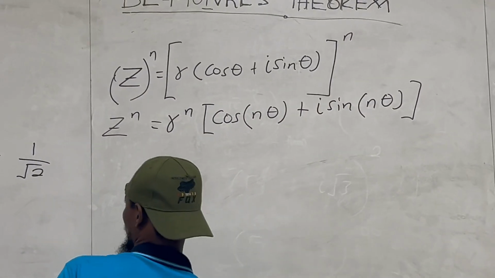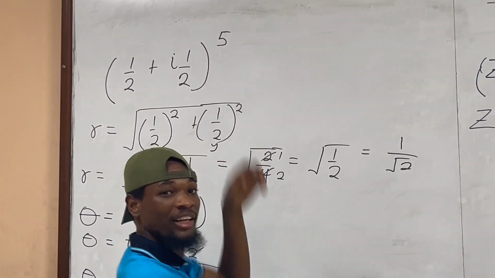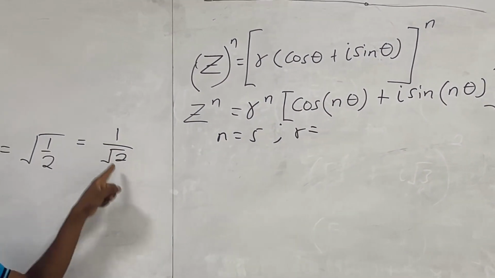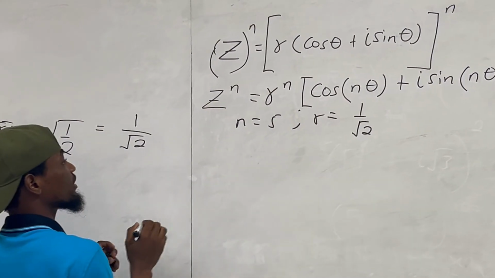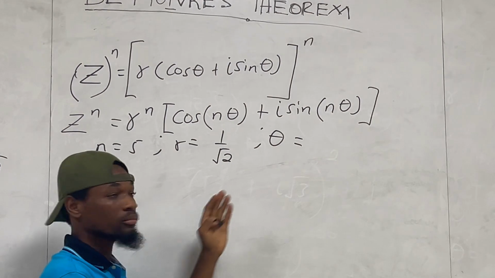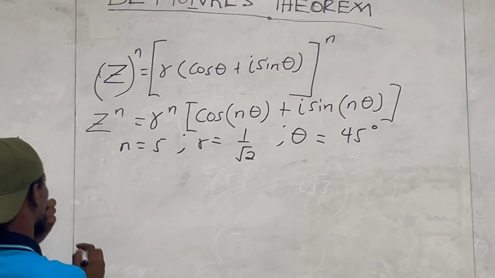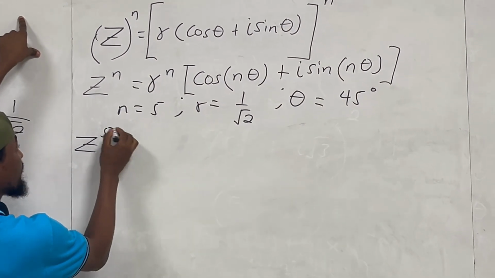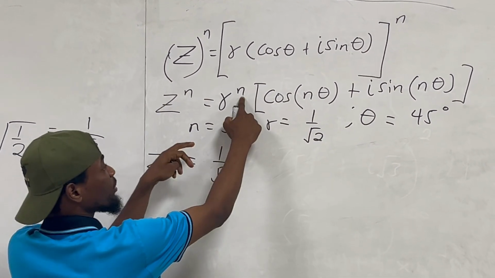But the question, we have this. So I can say my n is my 5. That denotes the power. So n is equal to 5. And my r is 1 over root 2. And my angle theta is equal to, permit me to work in degrees, 45 degrees. So I have z raised to an exponent of n, n is 5, so z to the power 5 is equal to 1 over square root of 2 raised to an exponent of n, which is 5.